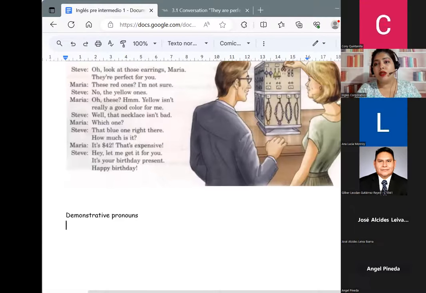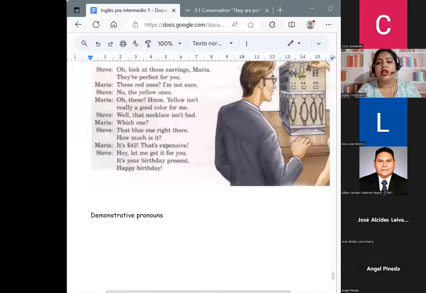So that's why we use the pronouns in this case. We cannot use the proper nouns because they make the sentence kind of longer. So in this case, it's just to have an easy pronunciation of the statements. And a demonstrative pronoun is a word that takes the place of a particular object or people. And we are going to see what the words are.